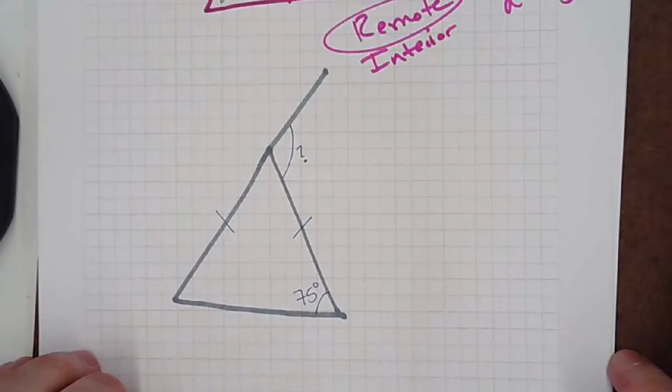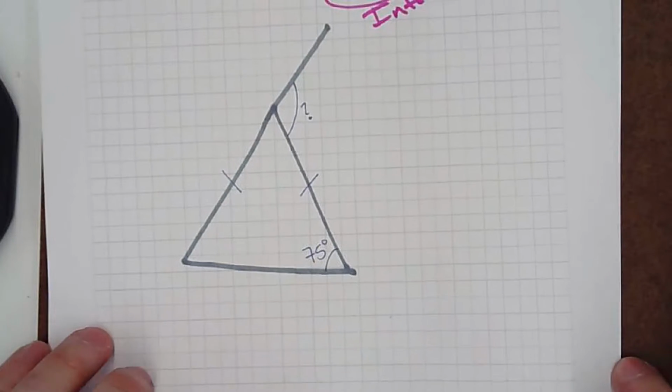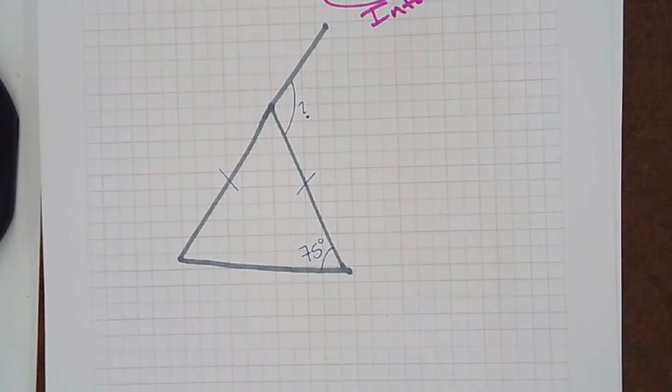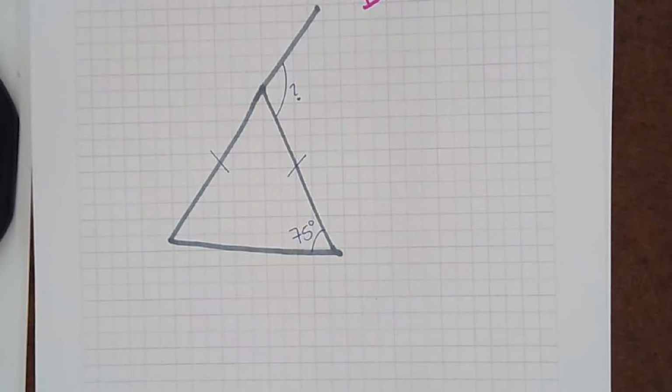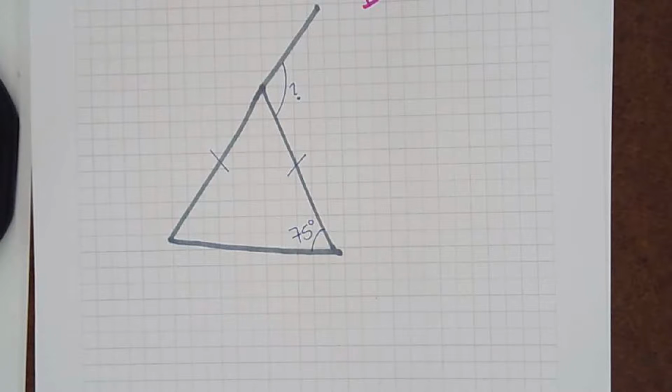Let's take a look at the next one. I give you this. Solve it. Find the missing angle right here, that exterior angle. Do it now. Do it now. Shh. Be less loud.